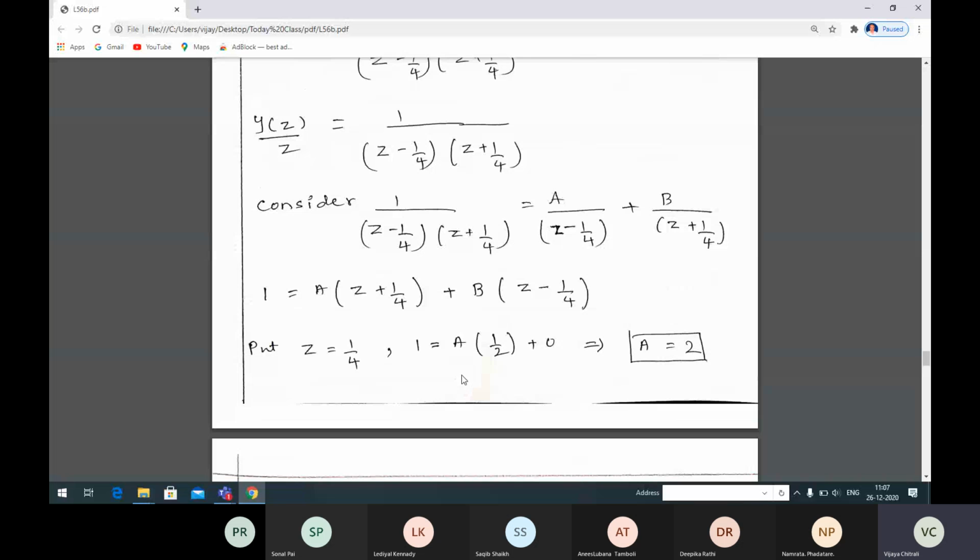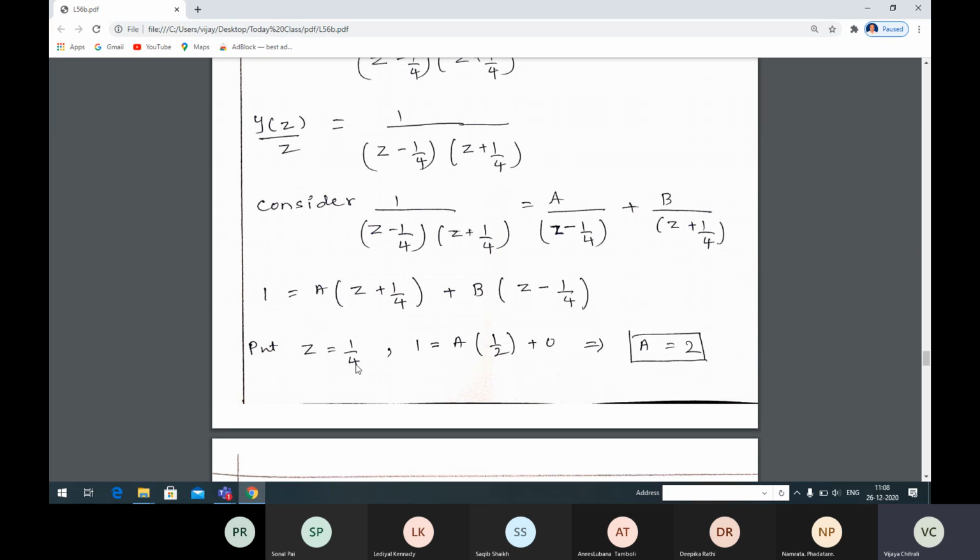Now consider 1 upon z minus 1 by 4, z plus 1 by 4. This is equal to a divided by z minus 1 by 4 plus b divided by z plus 1 by 4. So taking LCM and cancelling the denominator on both sides, we'll get 1 is equal to a into z plus 1 by 4, because z minus 1 by 4 is cancelled, plus b into z minus 1 by 4, because z plus 1 by 4 is cancelled, right? Now by proper substitution of z, we need to find a and b.